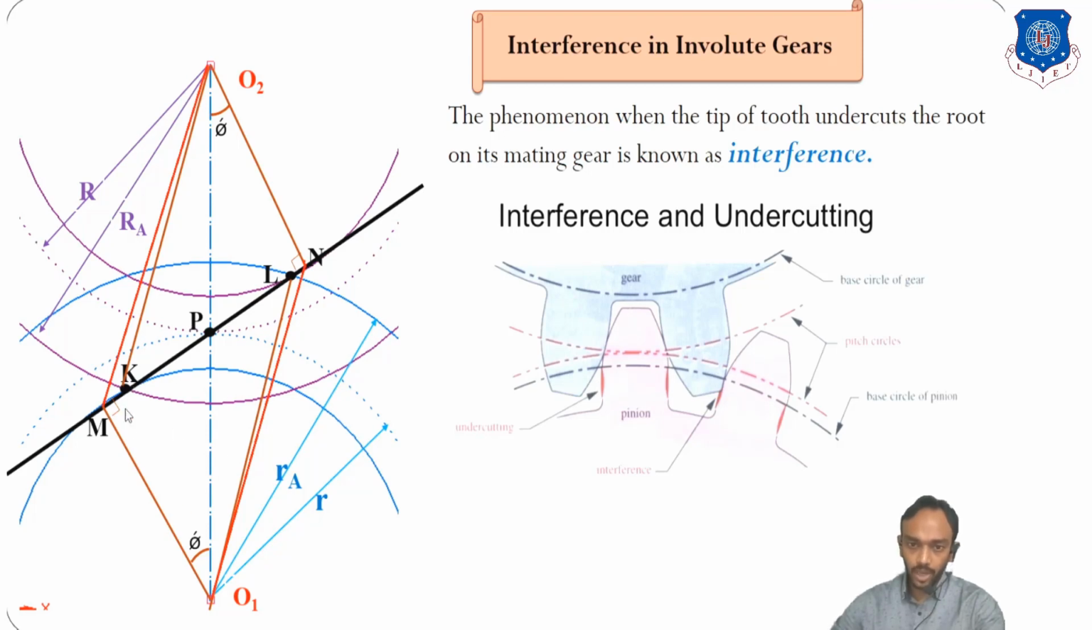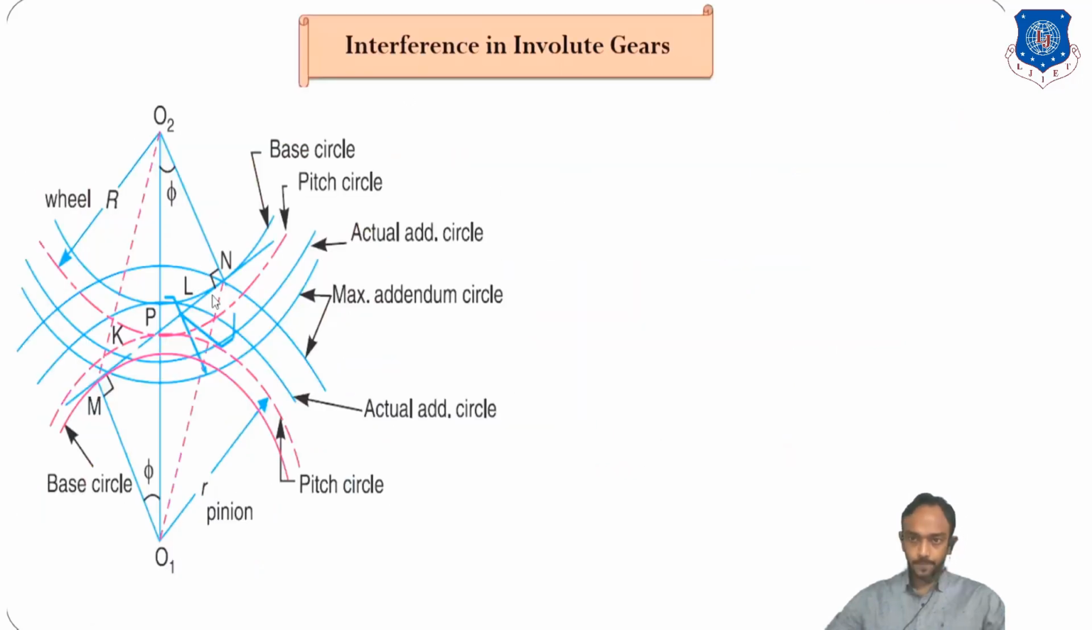Our point of engagement will become M and N. So the length of path of contact for the maximum possible addendum will be MN. We have already found the KL value, but it is the normal value. The maximum length of path of contact will be up to this, so MN will be the maximum possible length of path of contact.